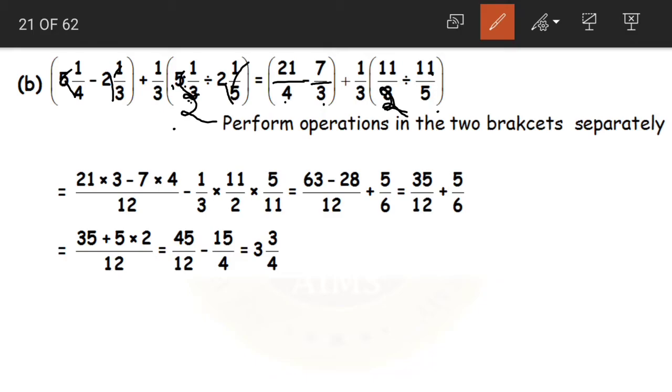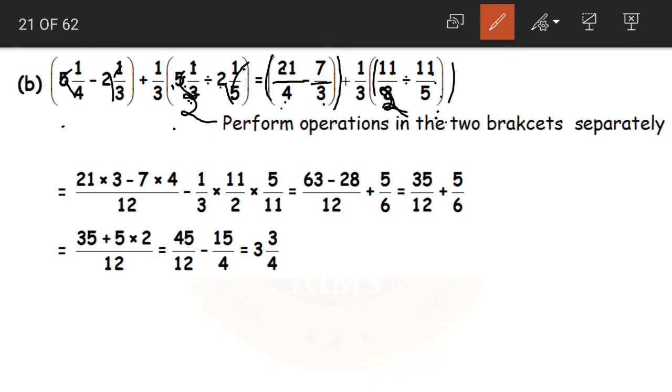Yeah, now it is correct. 5 2s are 10 plus 1 becomes 11 by 2. Now here, 2 5s are 10 plus 1 becomes 11 by 5. Clear? The first step was to convert mixed numbers into improper fractions. Now we have this in the curly parenthesis and then this in the parenthesis. Let us operate them separately.